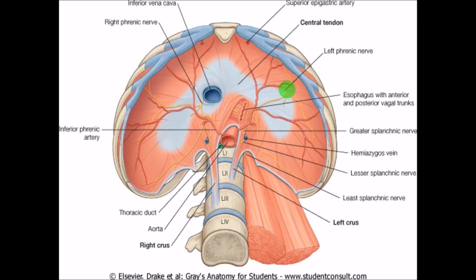Okay, so this is all about the openings, the major openings, 3 openings here. Inferior vena cava, esophagus as well as the aorta, and there are many multiple small minor openings. Okay, so this is about the openings.